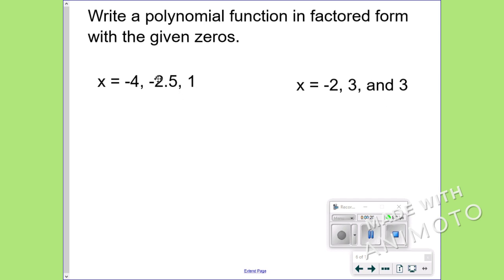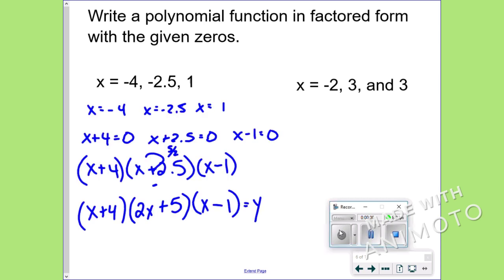So looking at this first example, our zeros are -4, -2.5, and 1. So the factors would be, okay, we had our zeros: x is -4, x is -2.5, x is 1. I just said, all right, well, we could add 4 to give us x plus 4 equals 0. We could add 2.5. We could subtract 1. So we would have this. Those are your factors, right?